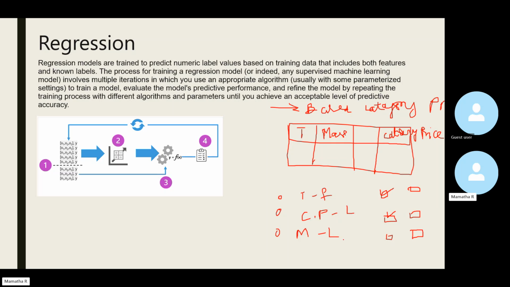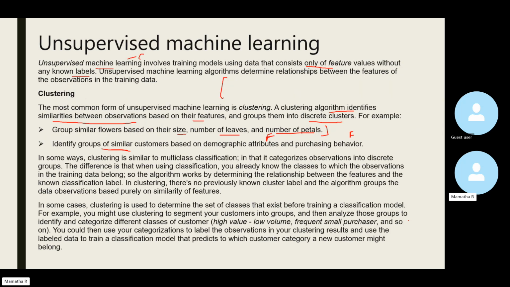Mass is the label. Is it true or false? It is false. Mass is actually a feature, because they mentioned that based on the features we are going to predict the category price. It is clear: the label is the category price. So in that way you will be getting these questions.